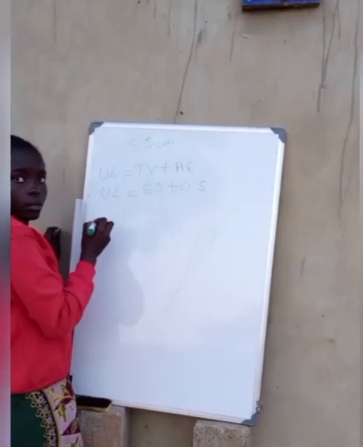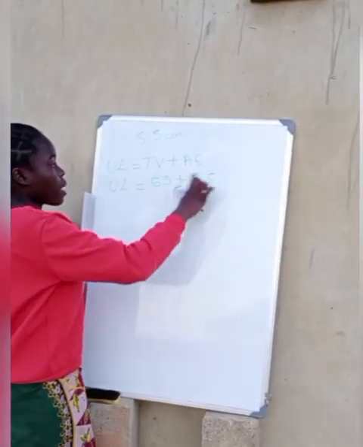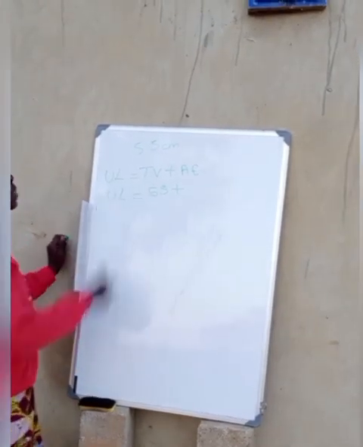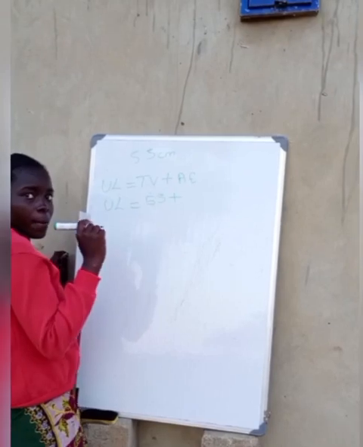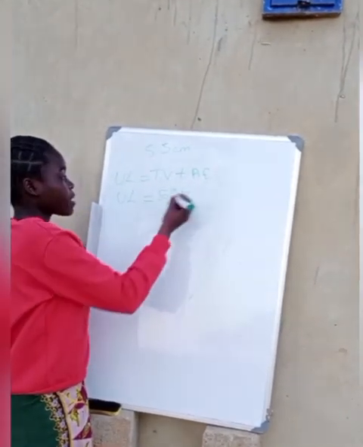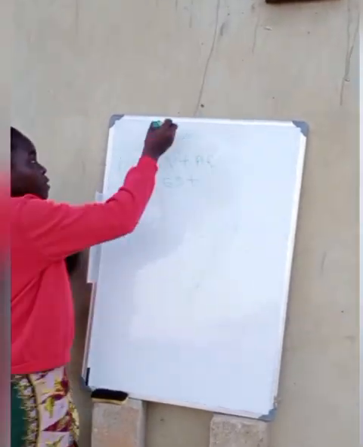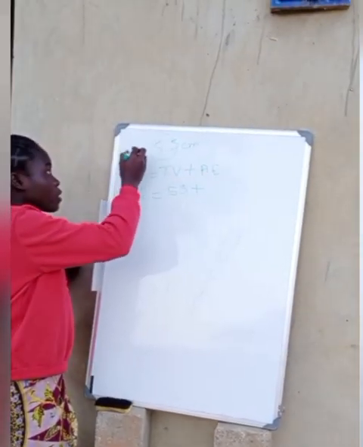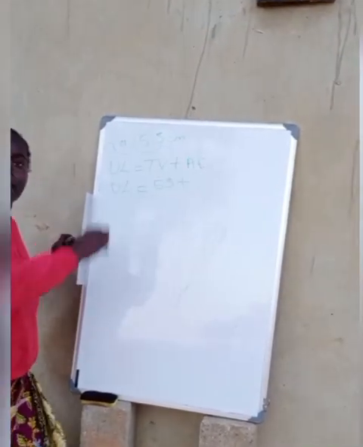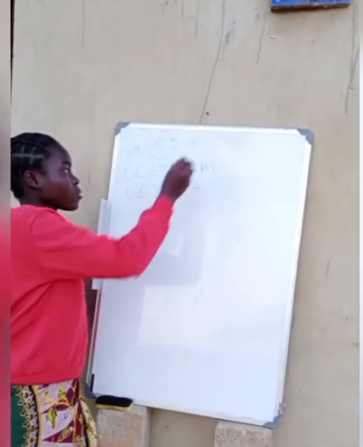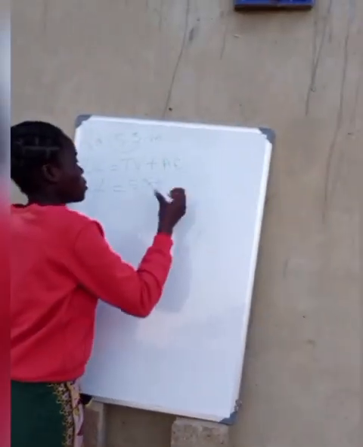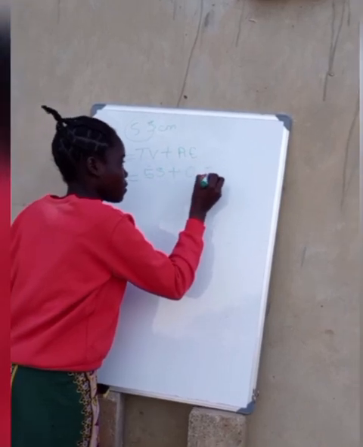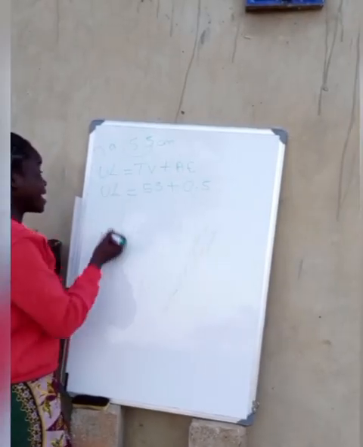Let me just put 24. Do 24 and 55 have the same absolute error? Yes, they have the same one. Why? Because 55 is a whole number, and 24 is also a whole number. So they have the same absolute error, because it's always 1 over 2 for a whole number. So it is also 0.5.